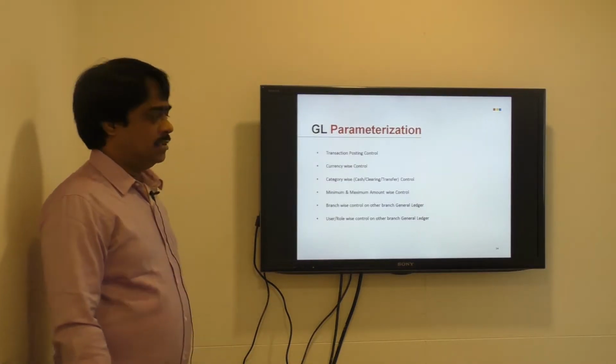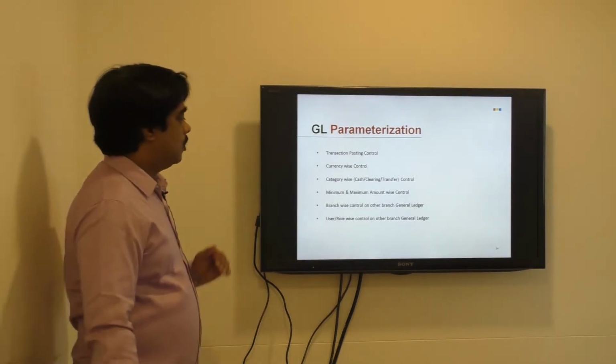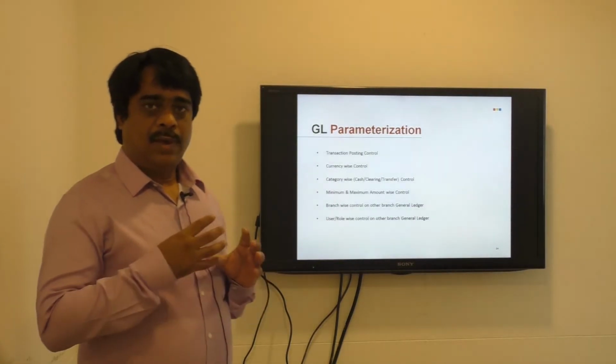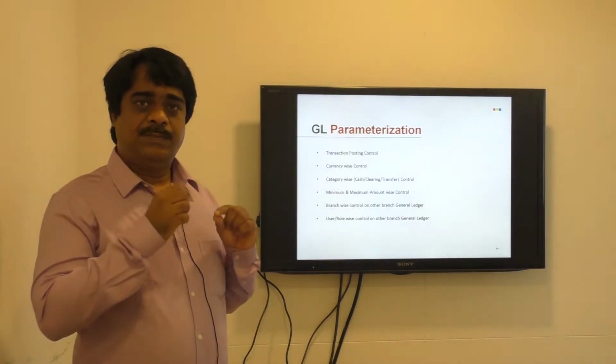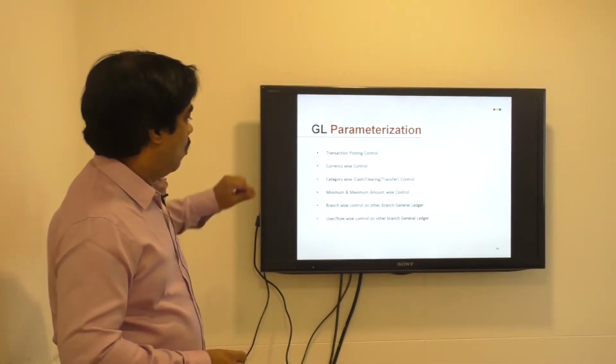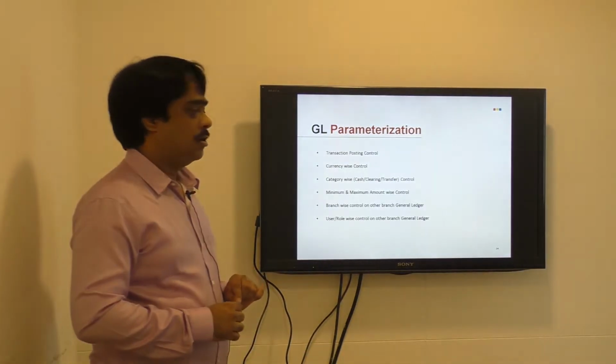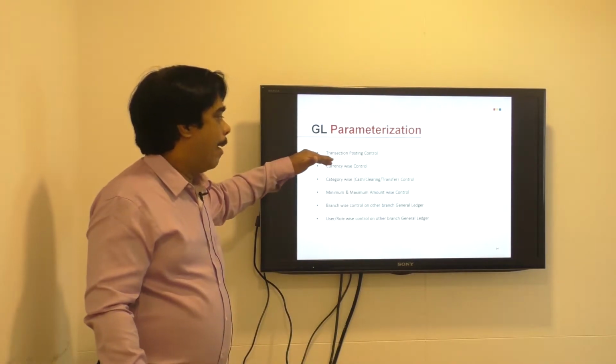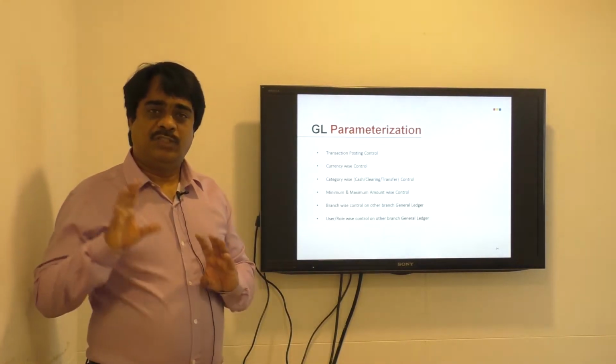Now we will go to the GL parameterization. With the GL parameterization, we can have parameters for a specific GL: what are all the transaction posting controls that I can have. The posting controls can be what is the minimum amount, what is the maximum amount, what is the type of transactions. All those types of transaction posting can happen in the transaction posting control.